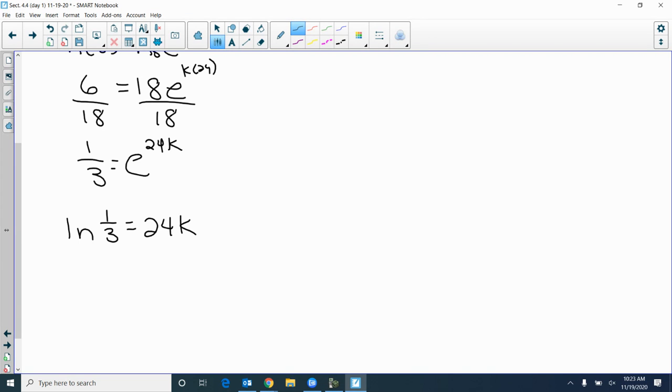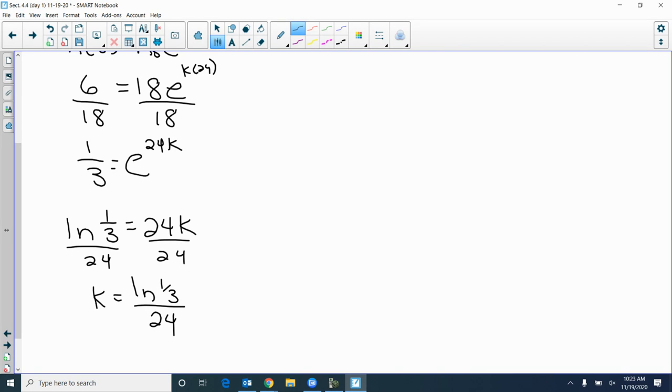And so K is the natural log of 1/3 divided by 24. And it's going to be some decimal. Just leave it like that. Leave it in that form. We're not going to round anything off. We're going to keep it in the exact form.